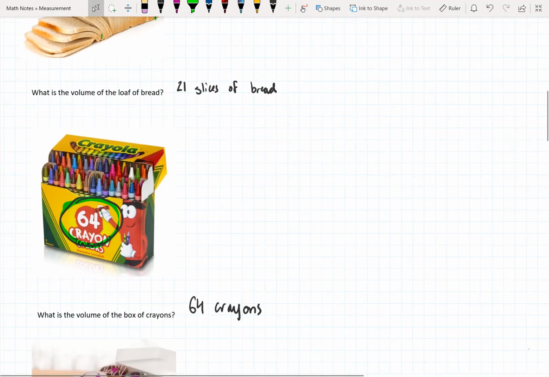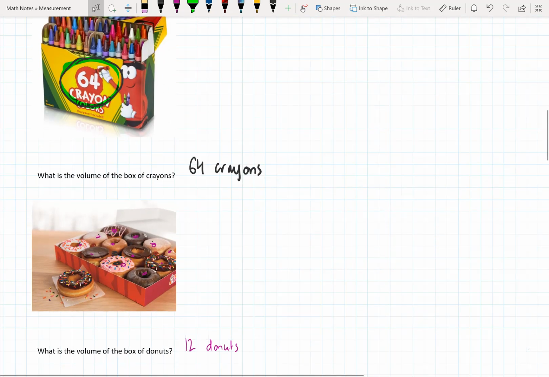So think about that for a second. You're trying to determine how much space is inside of the box. So if I was to use donuts, do you think it's an accurate estimation? Probably not, because there's holes in these donuts, and then there's spaces in between each of these donuts.